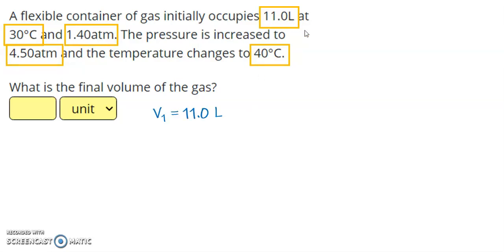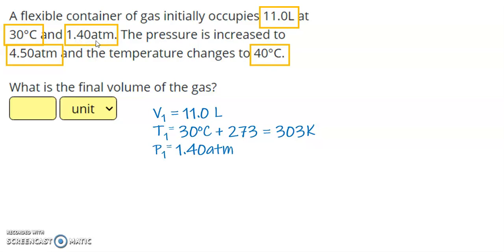11 liters. Liters tells us that's volume. It's our initial condition, so we write V1 equals 11 liters. Next, we have 30 degrees Celsius. But remember, when you see degrees Celsius, you need to add 273 to convert that to Kelvin. So temperature 1 will be 303 Kelvin.